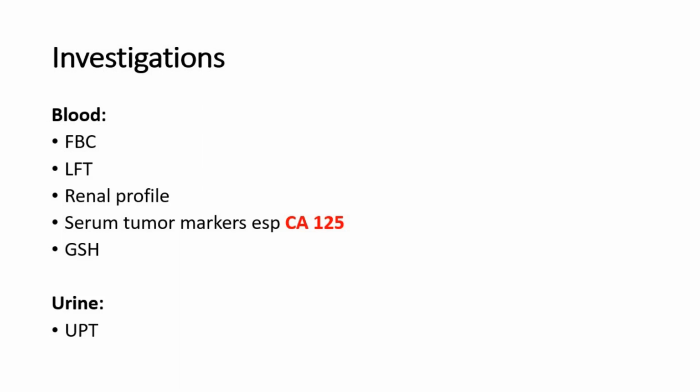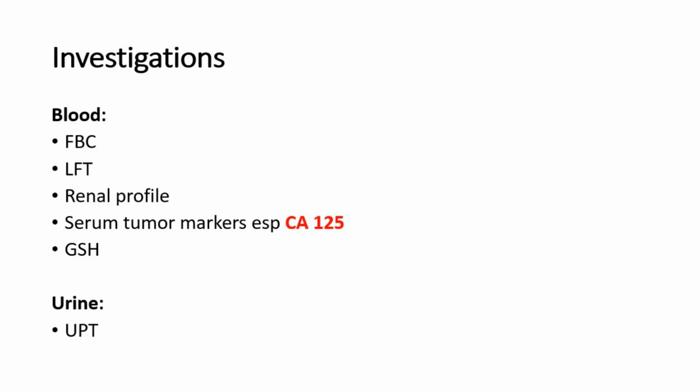Group and crossmatch can be done as a preoperative preparation, and also for blood transfusion in case of massive blood loss during operation. For the serum tumor markers, besides CA125, there are also other tumor markers suggesting different ovarian tumors, such as beta-HCG, if high, suggesting dysgerminoma or choriocarcinoma, and alpha-fetoprotein, suggesting yolk sac tumors or teratoma, and many other serum tumor markers.